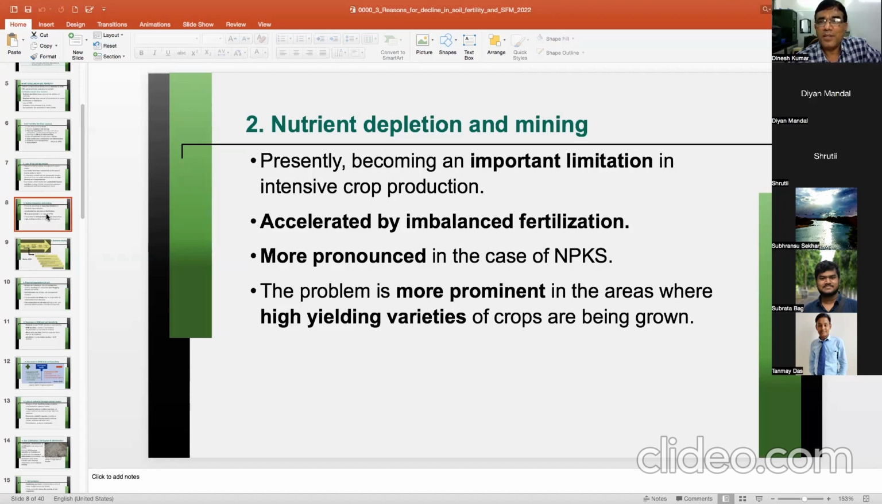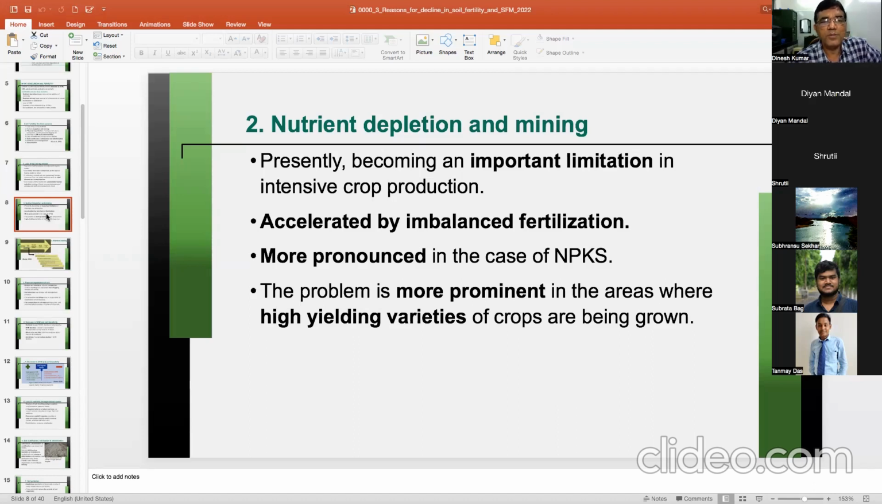32:9:1. Otherwise, it has to be 4:2:1. So it is accelerated by imbalanced fertilization. Imbalanced fertilization is more dangerous than no fertilization. This is important. Why is it so?